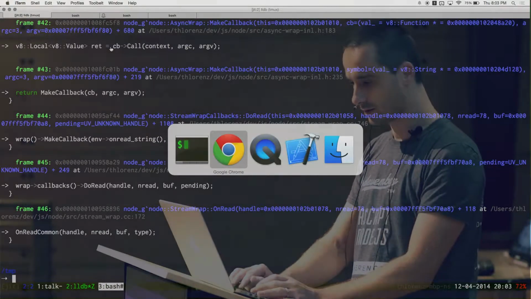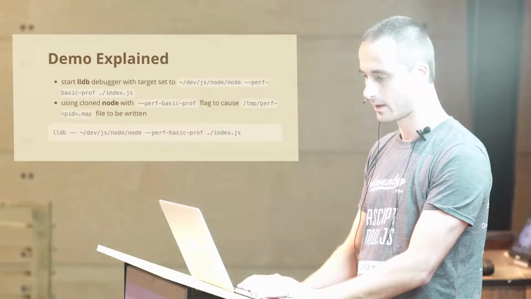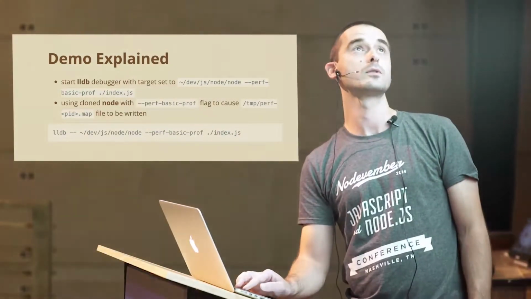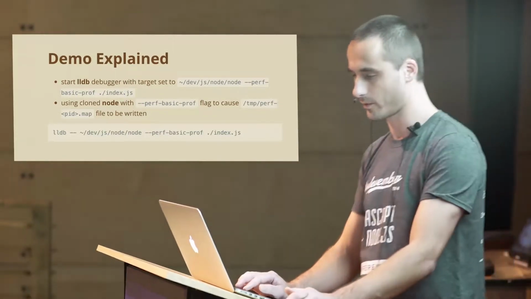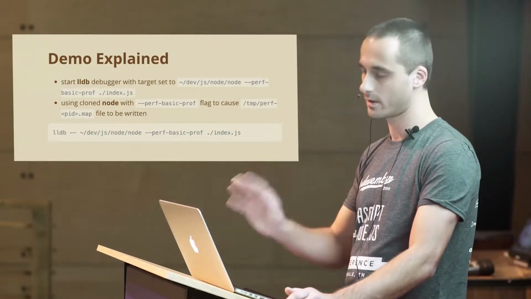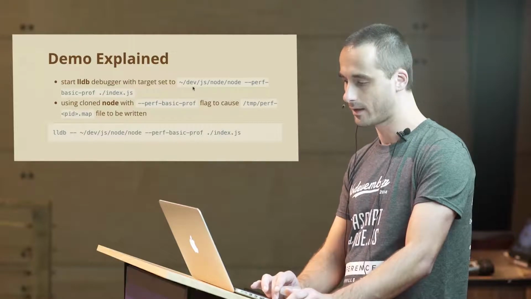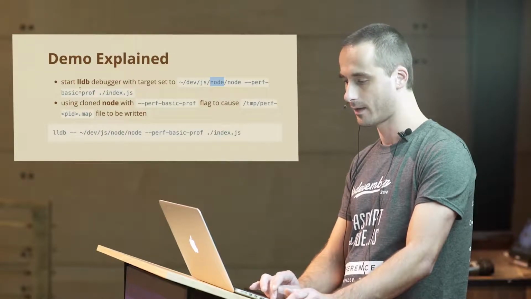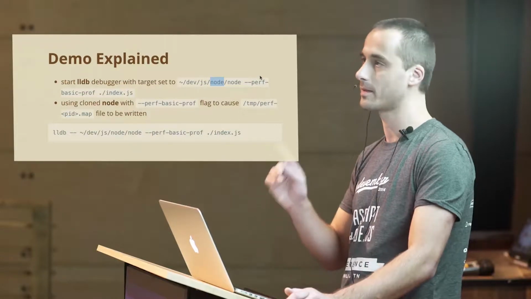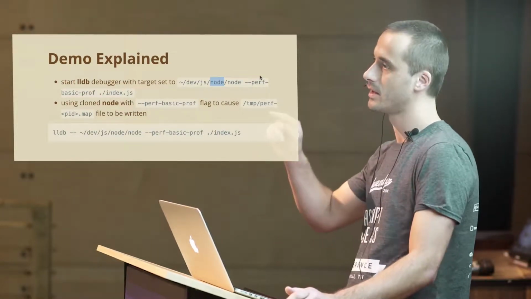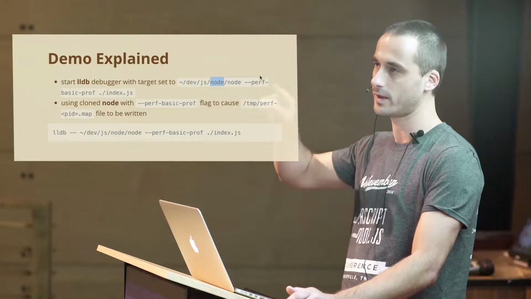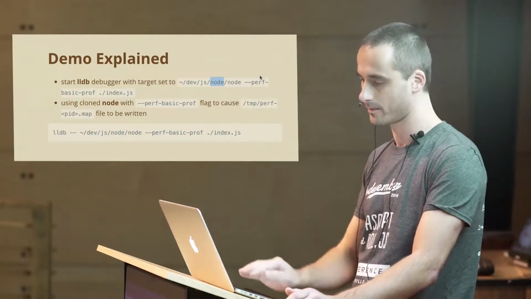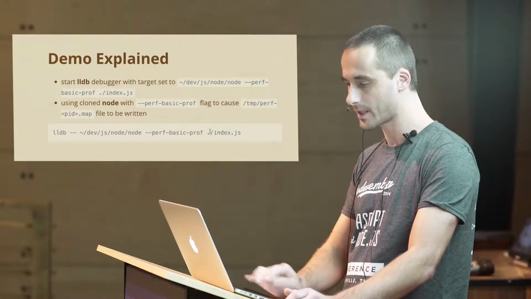All right, so let's go back to the slides. We're going to just hash through the demo to make sure that you actually understand what went on. So we did start the LLDB debugger, and we gave it this node that we had installed, and gave it this --perf-basic-prof, and that's important because that's what makes V8 put that map file in the temp folder. And that's pretty much it.